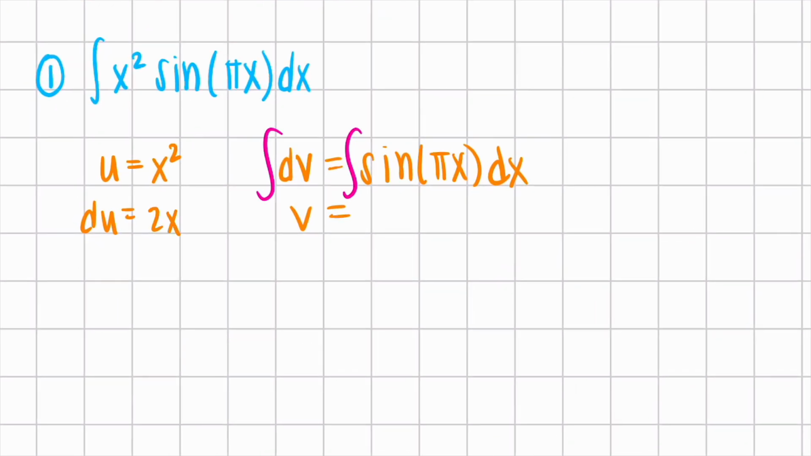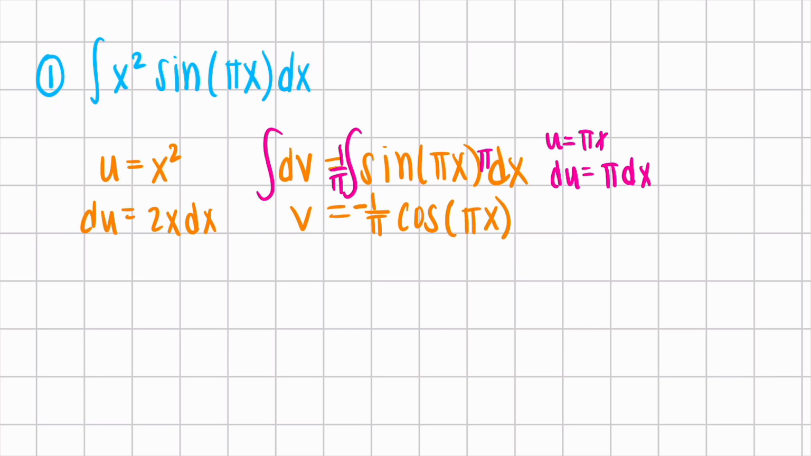Du is going to be 2x, and then after I multiply dx on both sides, I get 2x dx. For integrating the dv equation, I do need to use u sub, so let's make u equal to pi x. Du would be pi dx, so I need a pi dx, which means I need a 1 over pi out front. The integral of sine is negative cosine, so I'm going to make this negative 1 over pi. And I'm going to have cosine. After substituting back in for u, it's going to be cosine of pi x.